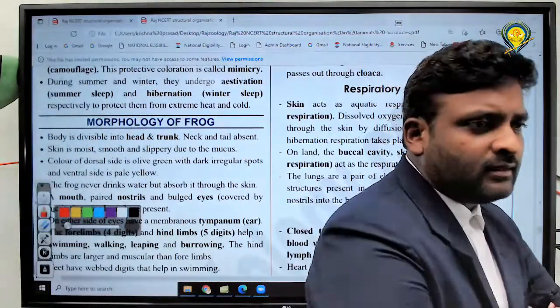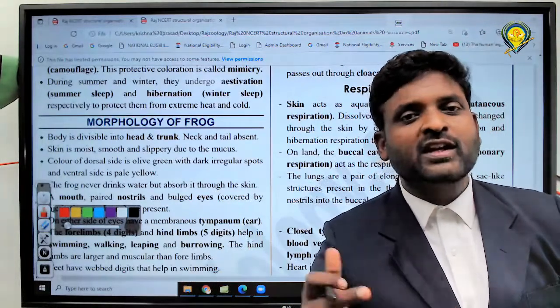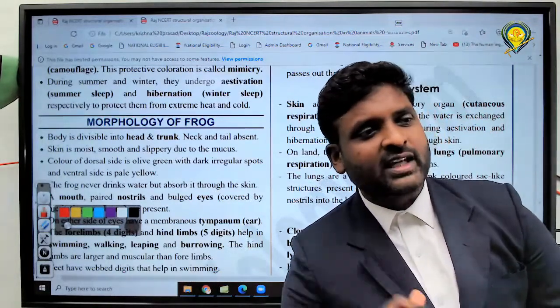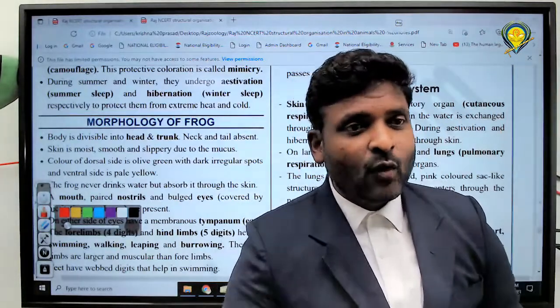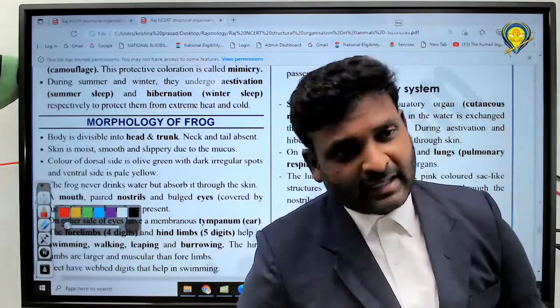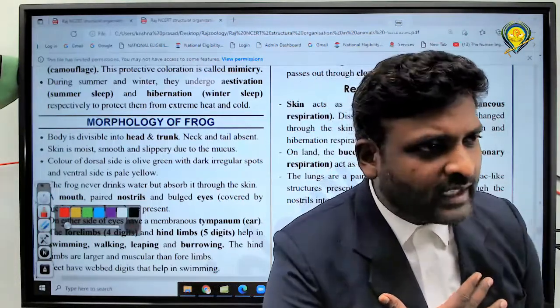Skin also respires. Yes, sir. Through moist skin they can respire, hence it is called cutaneous respiration. What is it? Cutaneous respiration. Very good. And they can respire in other ways also. One is what? Buccal cavity. And the third one is what? Pulmonary. What is it? Pulmonary.